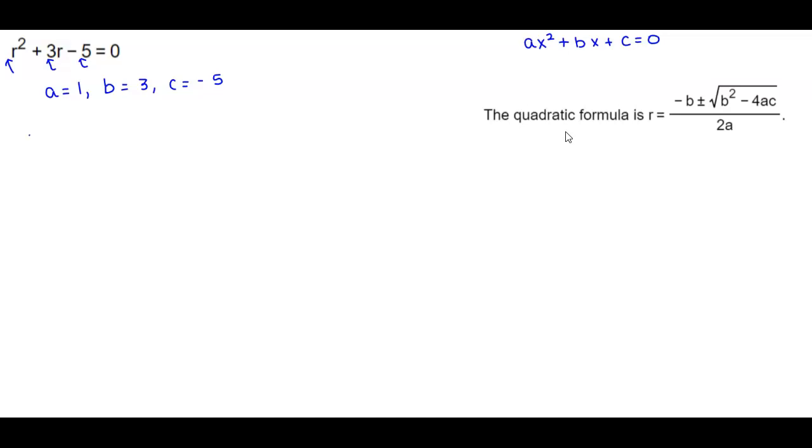Now, recall here that the quadratic formula in this particular case, since we're looking for r, is going to be negative b plus or minus the square root of b squared minus 4ac divided by 2a.